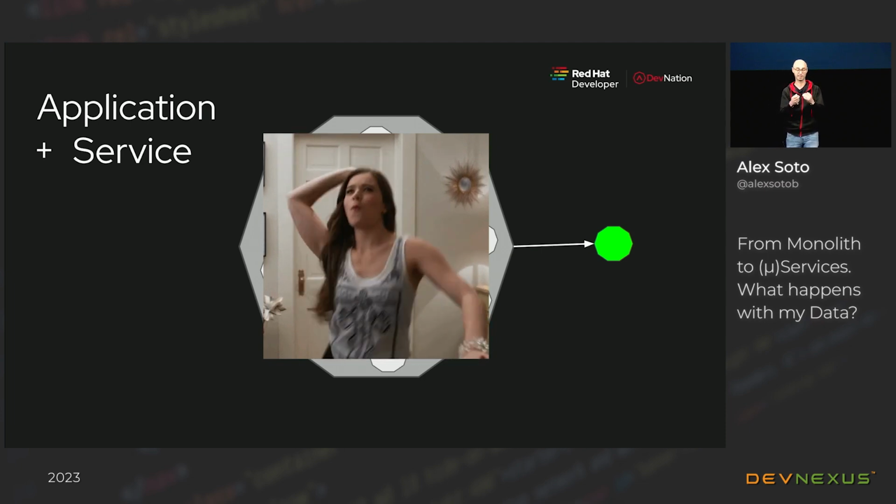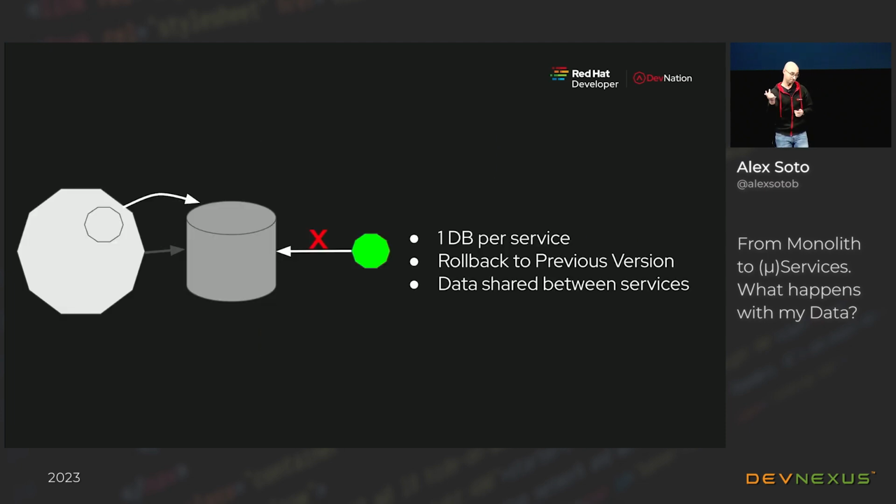There is some data. Okay, one thing that you might do is take this new service and connect it to the big database. But remember that with microservice architecture, each service should have its own database. So this is something that you cannot do. And then we've also got other problems.